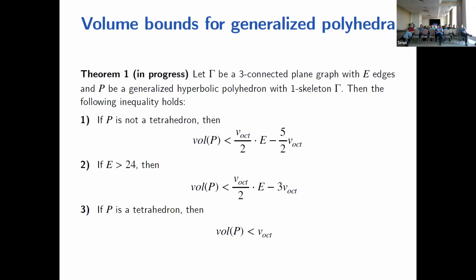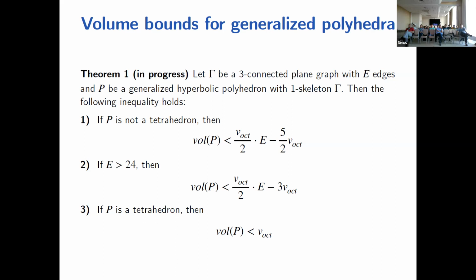And by using these volume bounds for ideal rectangular polyhedra and combining them with Belletti's theorem, we obtain this volume bound for generalized hyperbolic polyhedra. So if we have gamma, a connected plane graph with E edges, and P is a generalized hyperbolic polyhedron with this one-skeleton gamma, then we can prove the following volume bounds.